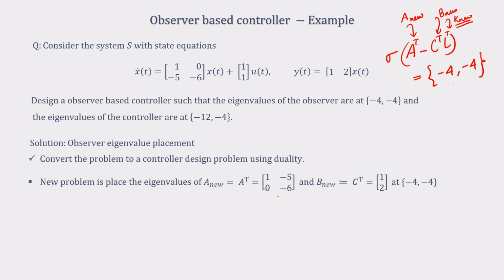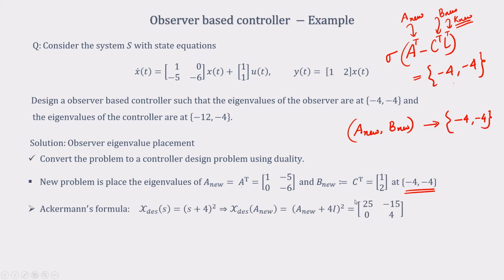So, you see A new becomes A transpose, and B new becomes C transpose, which is 1 2, and I want to place the eigenvalues of this new system A new, B new. This is like a controller design problem now. So, I have to place the eigenvalues of this at minus 4, minus 4, which we know how to do using Ackermann's formula. If you remember, the Ackermann's formula was something like this. So, I have to use the Ackermann's formula to get to the gain.